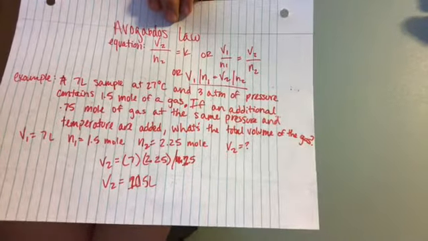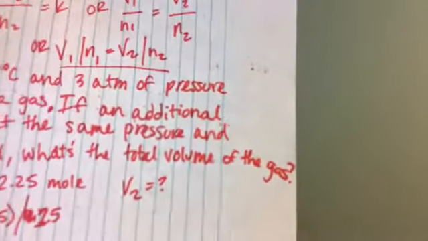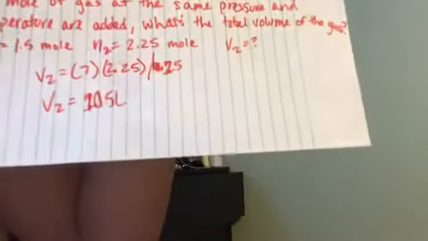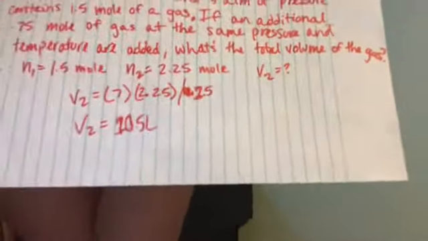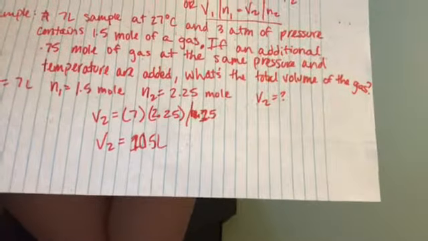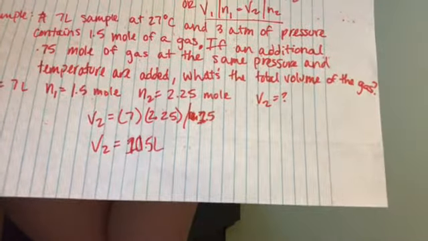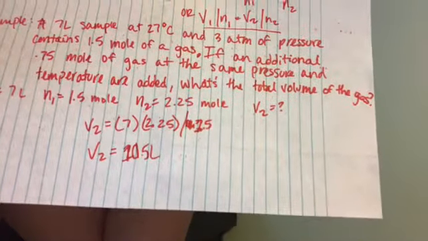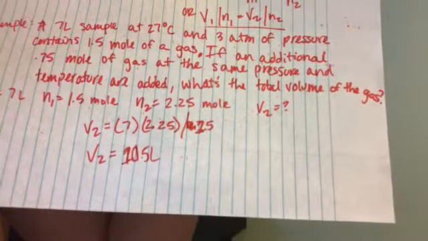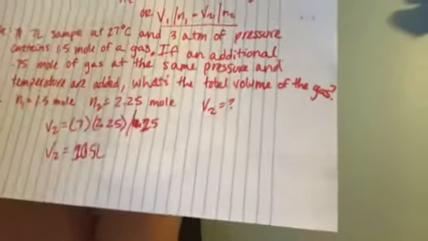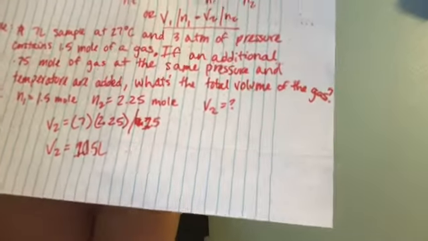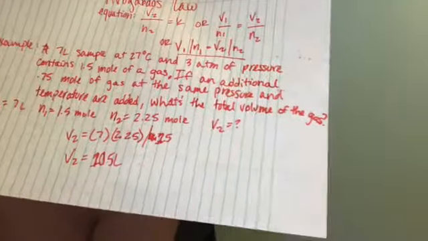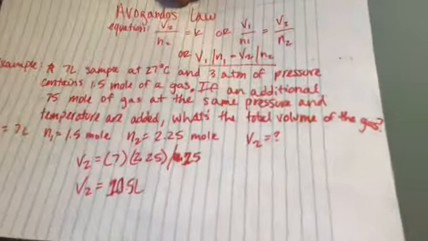Then I used the last equation, but I switched it around because we need to find V2. So we put 7 liters, times 2.25, which is the moles at the end, divided by 1.5, which is the initial moles, and we get that 10.5 liters is V2.